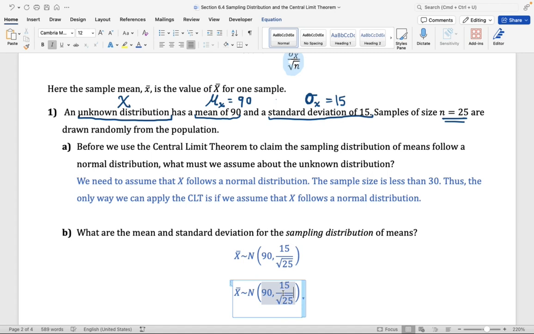What is 15 divided by the square root of 25? The square root of 25 is 5, so 15 divided by 5 is 3. So let me go ahead and replace this expression with 3. Here we have it. The sampling distribution, X bar, follows a normal distribution. The mean of this distribution is 90, and the standard deviation of this distribution is 3. If you're finding the standard deviation of the X bar distribution, you're always going to take sigma of X divided by the square root of N. That is how we found it.